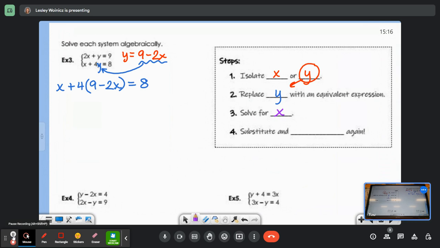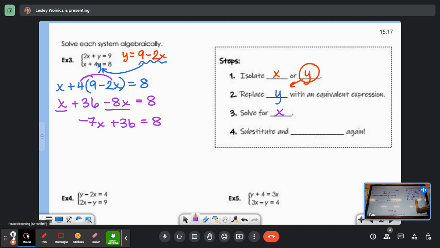How do we get rid of them parentheses? Yeah, distribute. I'm distributing a positive 4. So x plus 36 minus 8x equals 8. Combine my like terms. I have a positive x and 8 negative x's. What kind of 7x? Negative 7x. So I've got negative 7x, a positive 36 equal to 8.